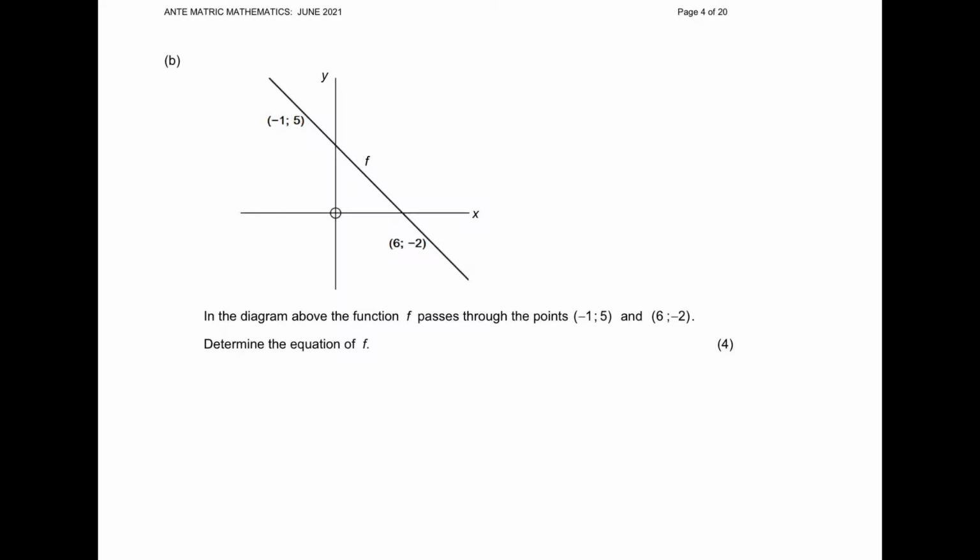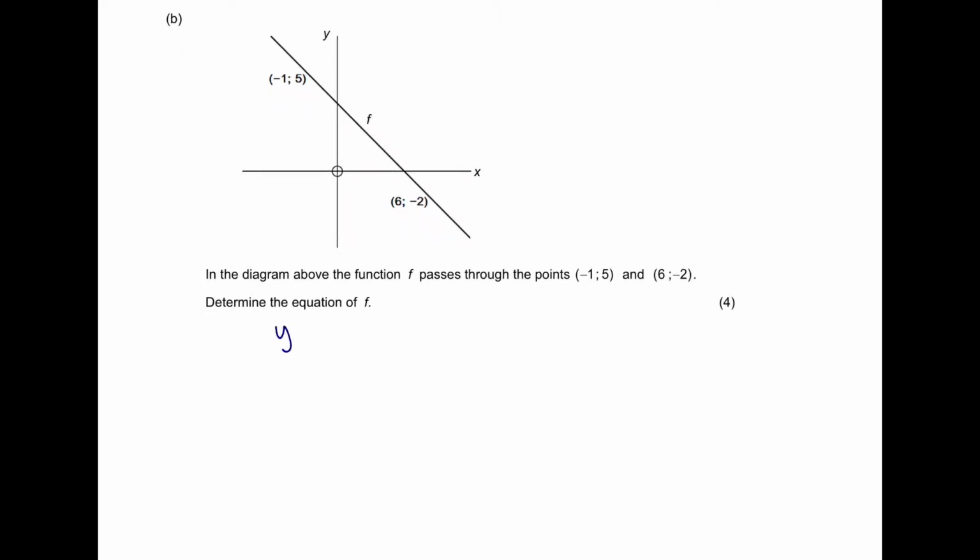For number B, in the diagram above, the function f passes through the points negative 1, 5 and 6, negative 2. Determine the equation of f. Right, so if we start with the equation in standard form, y equals mx plus c, because it's a straight line, we need to work out what the y-intercept is. They haven't given us the y-intercept, but they have given us 2 coordinates. So we're going to use these coordinates and determine the gradient. So the gradient, remember, is y2 minus y1 over x2 minus x1. Substitute your values in. If we make this coordinate 2 and this coordinate 1, then our y values at the top are going to be negative 2 minus 5, and at the bottom we're going to have 6 minus negative 1, which becomes 6 plus 1. Right, so that's negative 7 over 7, which is negative 1.